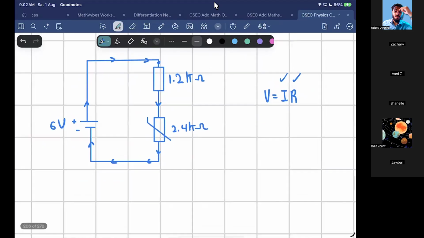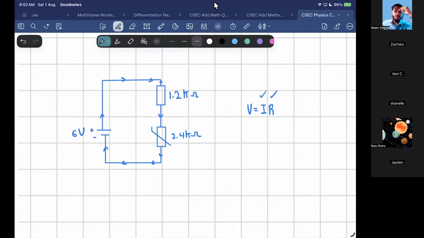So what do I do if I want to find the current? V over R. Yeah, but what are we going to use for the voltage? 6 over 2400. Nope. 2.4. Nope. Add the two resistors. Exactly. You know why?